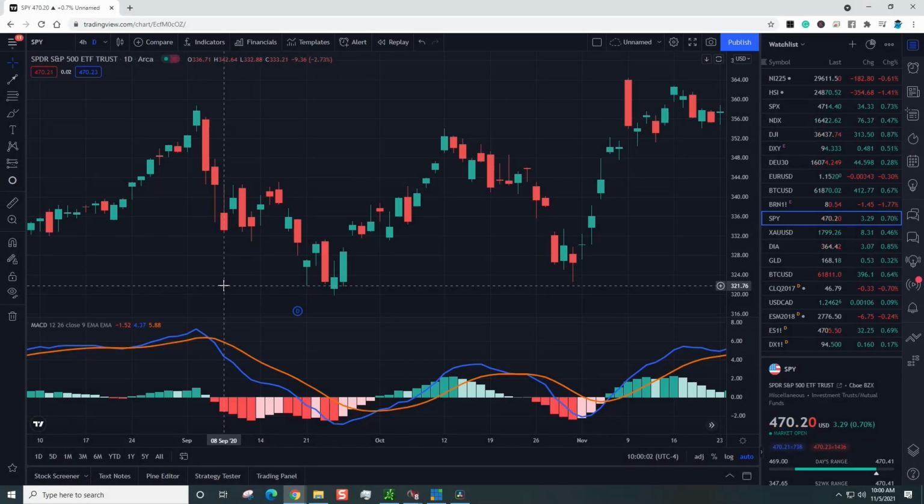Now, the first example was on the Eurodollar. On this example, I'm using the SPY ETF, which tracks the S&P 500. And I want to show you this strategy works across multiple assets.